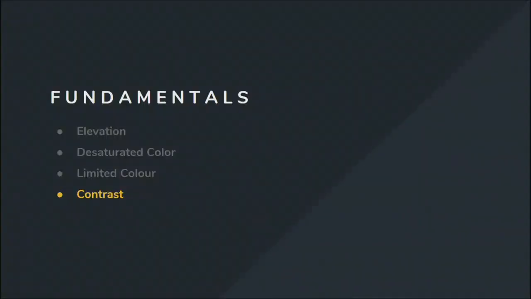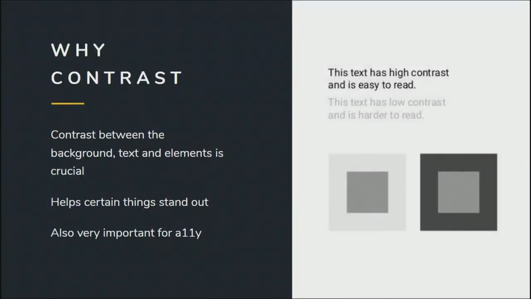The third and perhaps the most important aspect of dark designing is contrast, because while the dark design may look cool and it may serve your users' purposes of saving battery and helping them read at night, it completely defeats the purpose if contrast ratios aren't met, if content is getting lost in the background, or if the right things aren't called out. Why contrast? Because it helps certain things stand out and it's very important for accessibility.